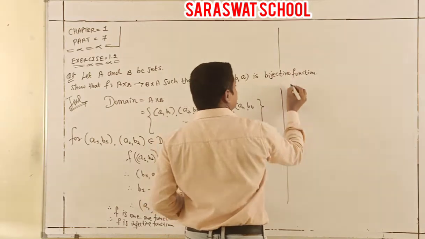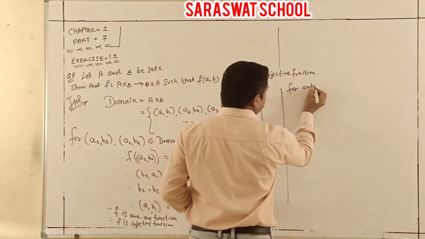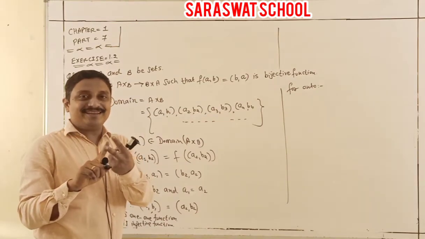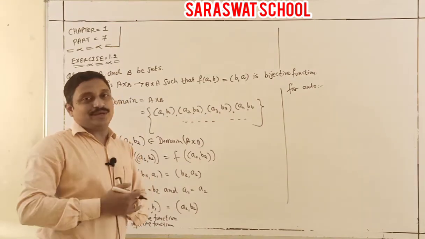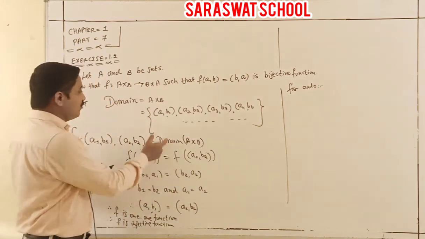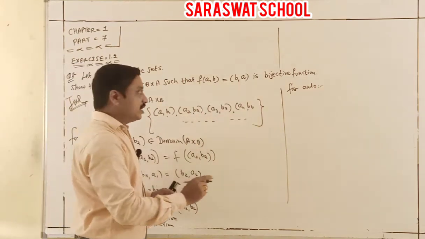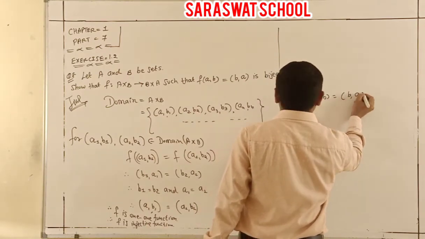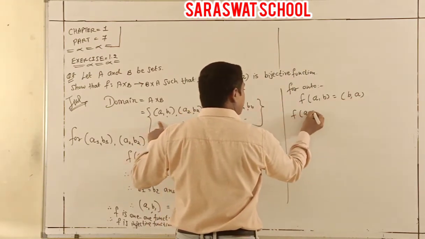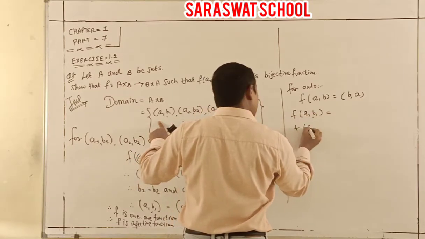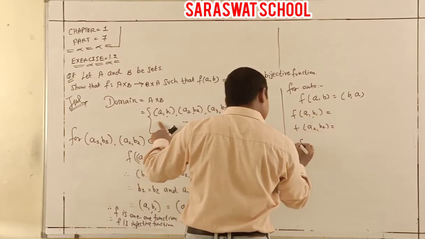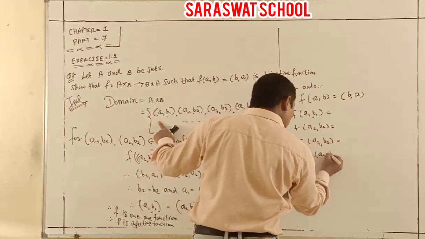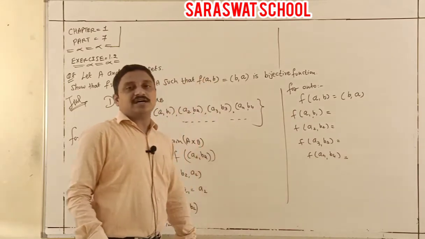So for onto checking, students, what is onto checking? The range must equal your codomain. Yes, check here. Putting every element of the domain one by one in f of (a, b), you get the answer (b, a). Same, I am picking f of (A1, B1), f of (A2, B2), just type for example A3 B3, similarly f of (A4, B4). Similarly, you just change the answer to (b, a).